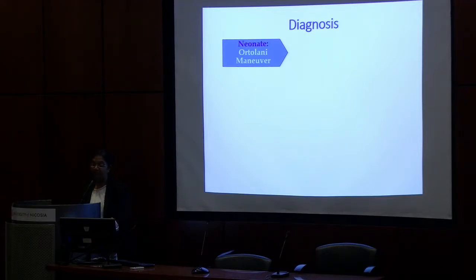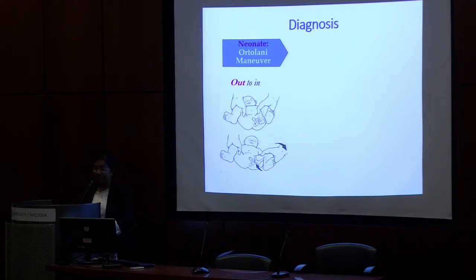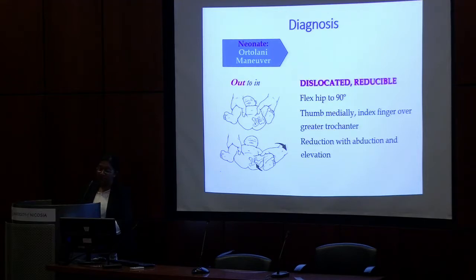So when we talk about the focused hip examination, there's a few maneuvers that we always do. The first is called the Ortolani maneuver, and this is when the hip at rest is out of the joint, and you're trying to reduce it. So it's a dislocated hip that is reducible. And so here you're flexing the hip to 90 degrees, you're putting your thumb on the inside of the thigh, your fingers on the greater trochanter, and you're going to abduct the hip, but your fingers are trying to lift the greater trochanter and therefore the femoral head over the posterior rim of the acetabulum, and you're trying to reduce the hip.